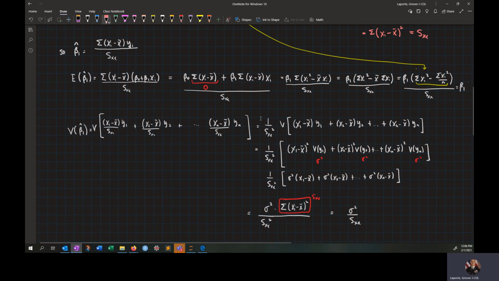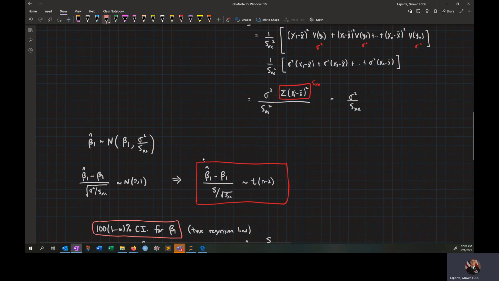And you're just left with this. Okay, so the distribution I'm looking for is that beta 1 hat is distributed as a normal distribution. Its expected value is beta 1, which is pretty neat, because we would expect to get the actual true parameter value, and sigma squared over Sxx is my variance. Now that we know how it's distributed, I can start doing things with it. I can take my beta 1 hat, subtract beta 1, divide by the square root of sigma squared over Sxx, and we know that's a normal 0, 1.